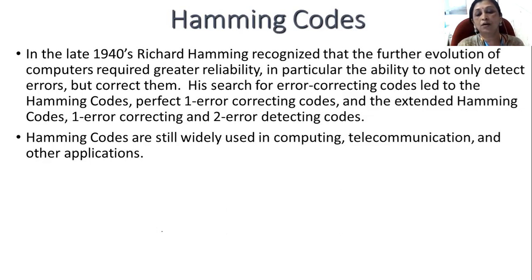and the earlier version was capable of detecting 1-bit error and correcting it. And extended Hamming code, which is an improvement on this Hamming code, can now detect 2-bit errors and can correct only 1-bit errors. So this is the capability of the Hamming codes. The Hamming codes, even though they are very old, are still widely used in computing, telecommunication, and other applications.